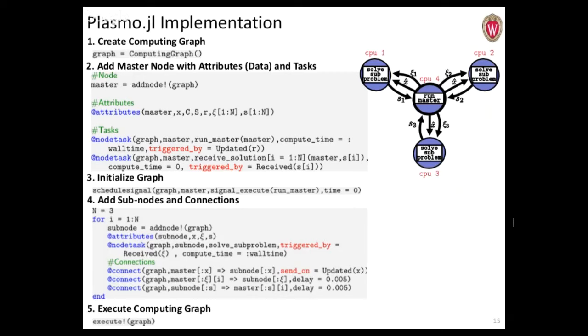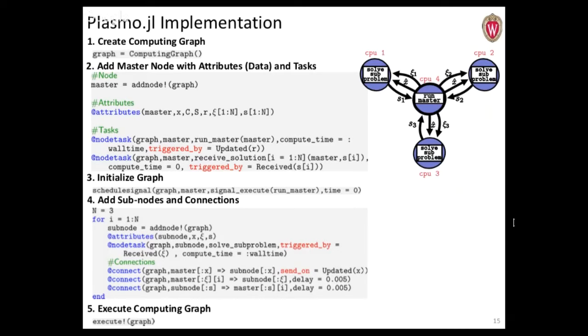It's going to be very similar for the receive solution. We'll assume that it takes no time to receive a solution, but you could add something. And then we'll say this is triggered every time it receives this attribute solution. We can initialize the graph, so we use signals to manage everything. And then we would add the subnodes and the connections. We tried to make this as intuitive as possible. Create the subnodes, which have their attributes. Subnodes have their tasks, such as solve a subproblem. This is going to be triggered by receiving their scenario information. And then we're going to make the connections.